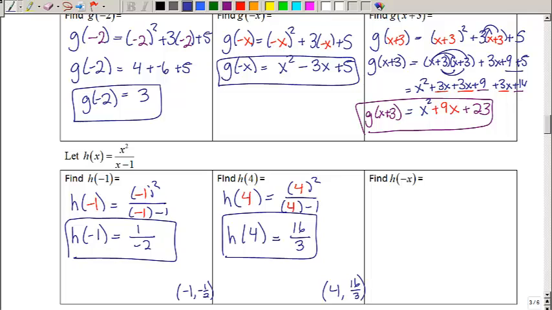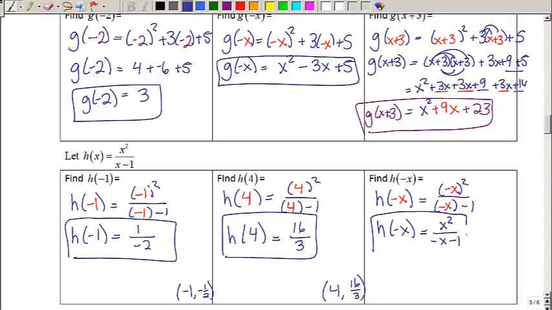Lastly, I'd like to find h of negative x. Again, every time I see an x in my function, h, I'm going to plug in a negative x. And now I have to simplify. Negative x squared is negative x times negative x, which happens to be positive x squared. Negative x minus 1 cannot be simplified, it's just negative x minus 1. Therefore, h of negative x is equal to x squared over negative x minus 1. That one doesn't have a corresponding ordered pair because we have an expression as our input.